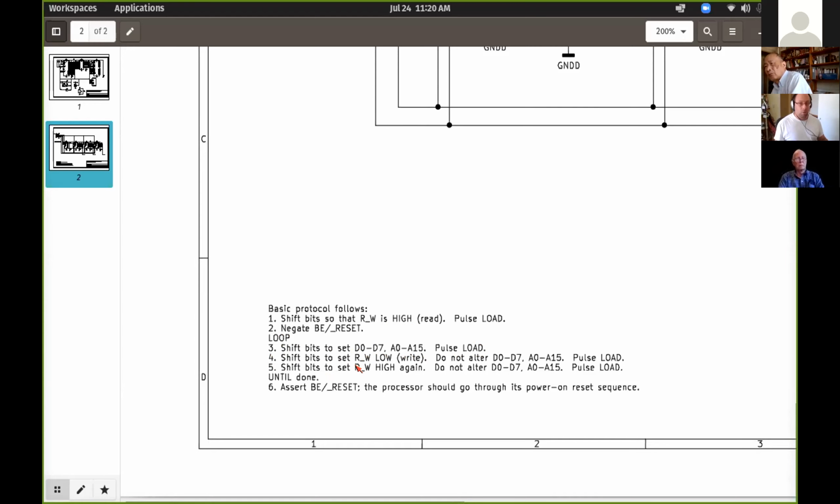Then you would do that whole thing all over again, but this time bring read-write low. And then you would do it again, this time bringing read-write high, right? So basically the idea is data and address buses are guaranteed to be stable when you pulse read-write. And then you do that for as many bytes as you need to. Once you're done, you just assert BE and reset again, and that brings the processor back online.